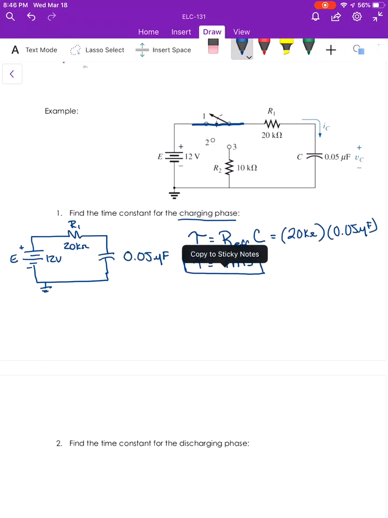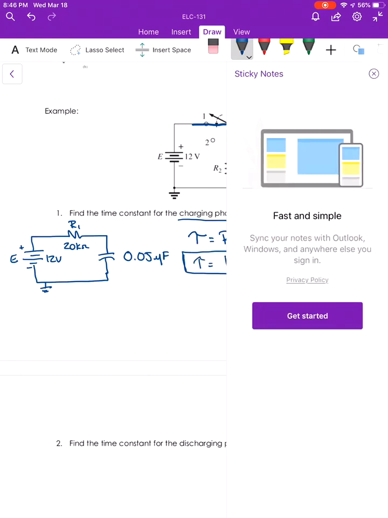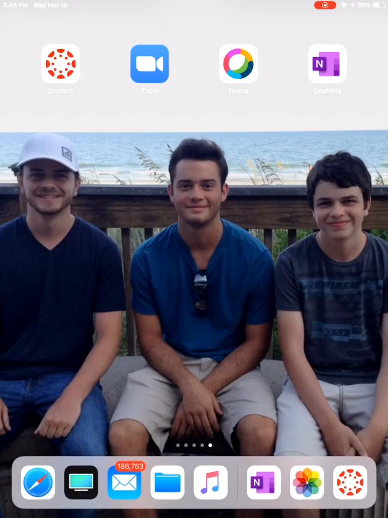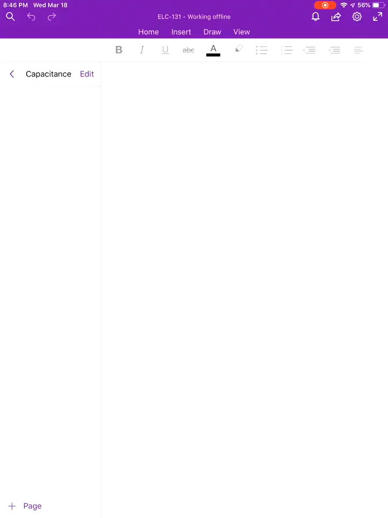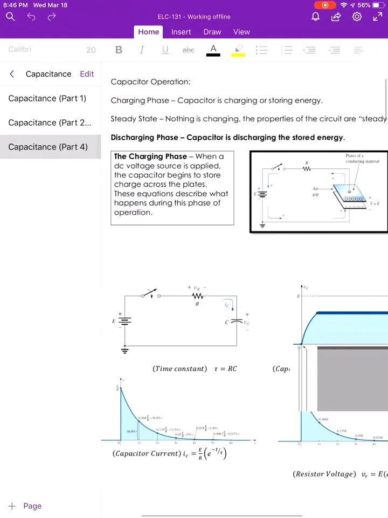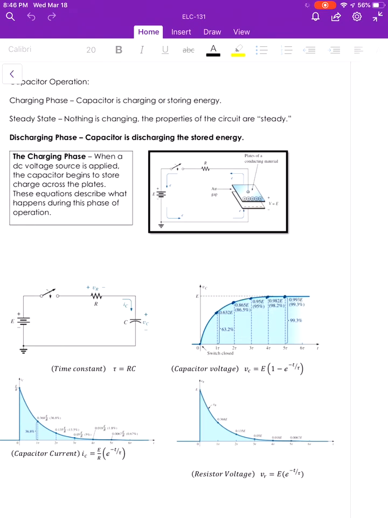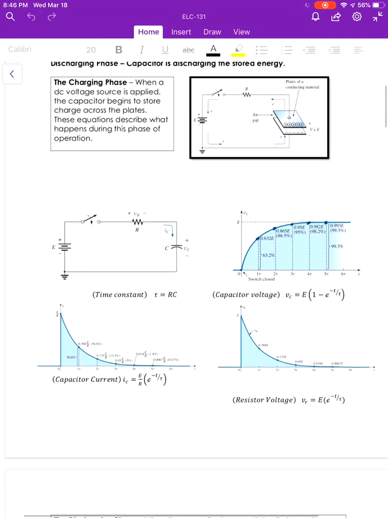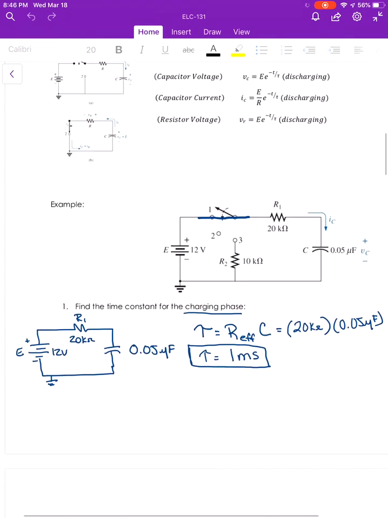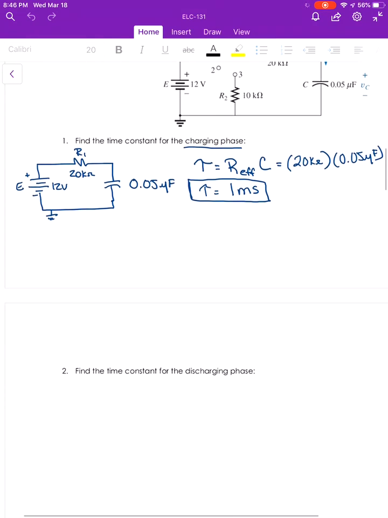Okay, the next question is to find the time constant for the discharging phase. Sorry about that. I'm not sure what happened here. Let's see. We're still here, I think.